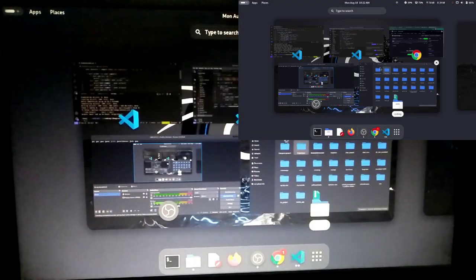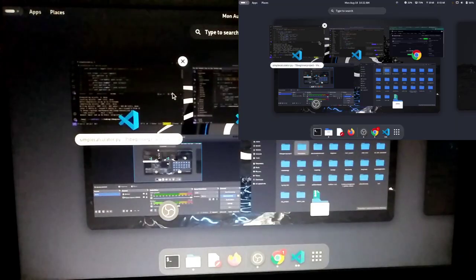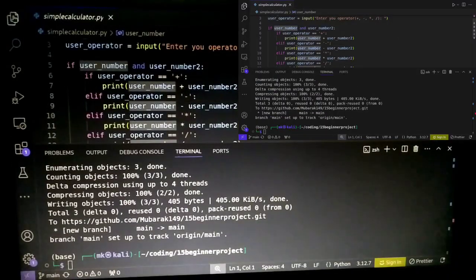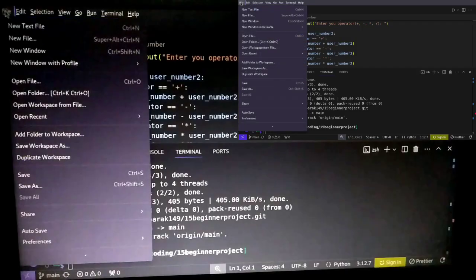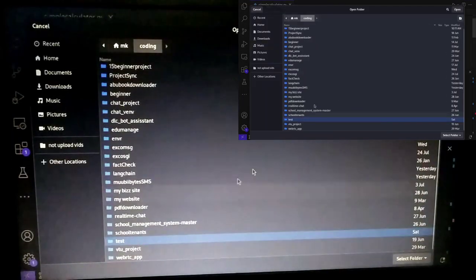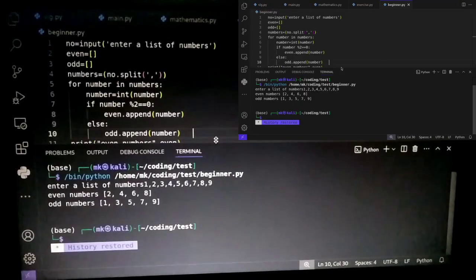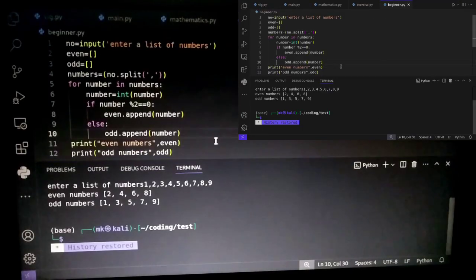So we are done with the theoretical part. Now we're going to do the practical on Python operators. Let me open the folder I'm working on, which is test. Inside test, I am doing the practical inside this beginner.py. So let me Ctrl+Delete all.